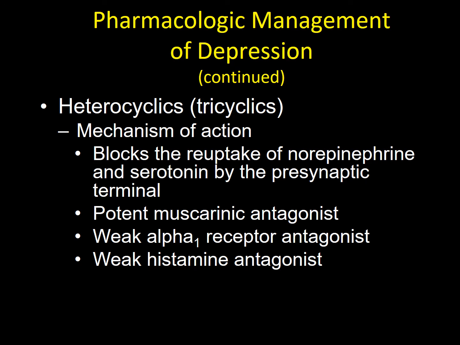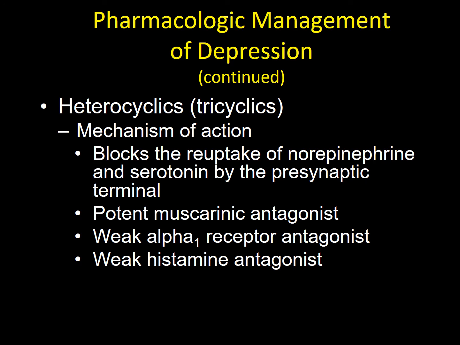But the tricyclics in their own right, in addition to blocking the reuptake of norepinephrine and serotonin, they also are muscarinic antagonists, which means they're anticholinergic. These are powerful anticholinergics. Many of them will cause sedation, they'll cause constipation, urinary retention, dry mouth, pupillary dilation, all the anticholinergic side effects we've been talking about all quarter.